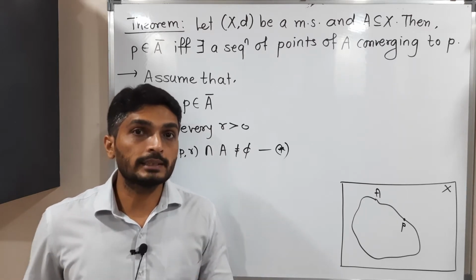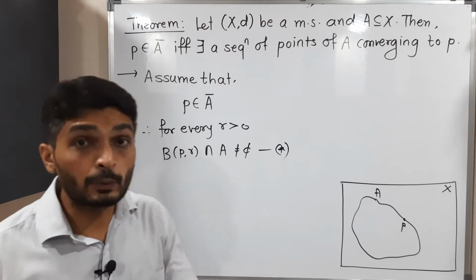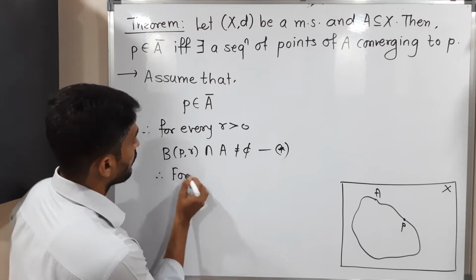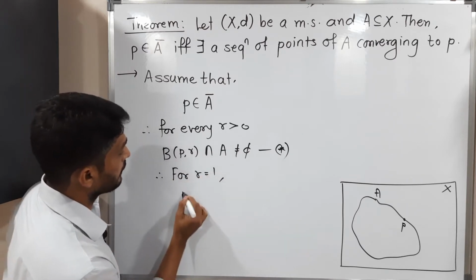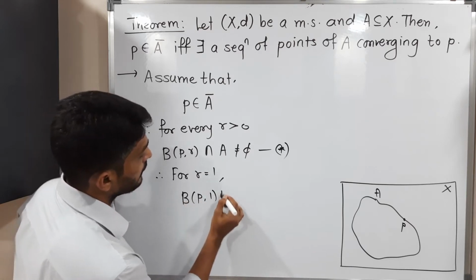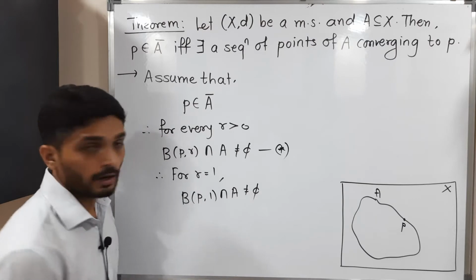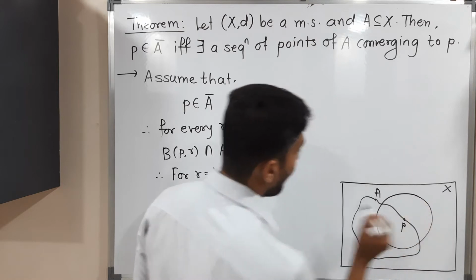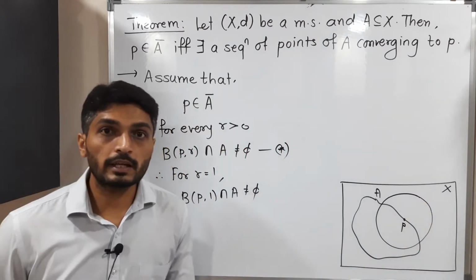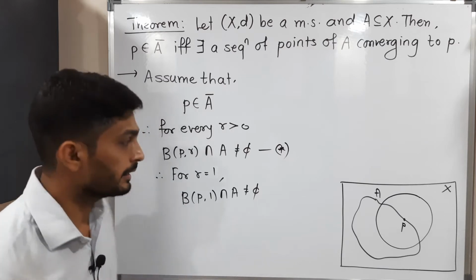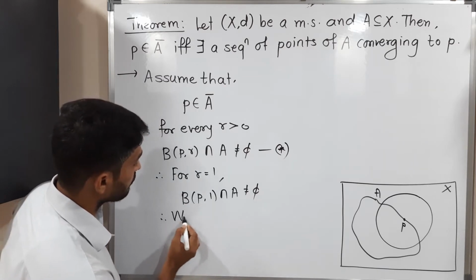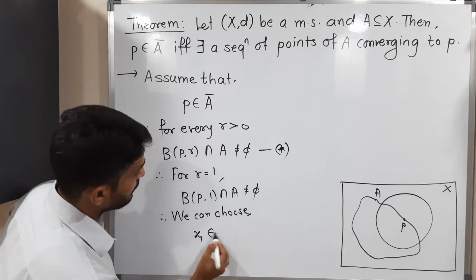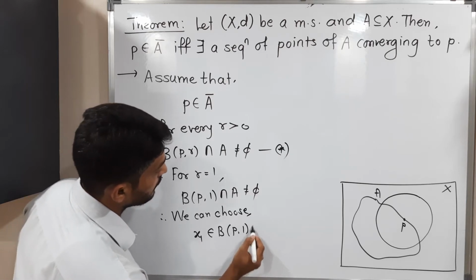First I will put r is equal to 1, since I have mentioned initially for every r, so it is true for r is equal to 1 also. So for r is equal to 1, what can I write? B(P, 1) intersection A is not equal to phi. So if you draw a ball around P with radius 1, this ball intersects A. So definitely we can find some point. Therefore, we can choose one point x1 belongs to B(P, 1) intersection A.